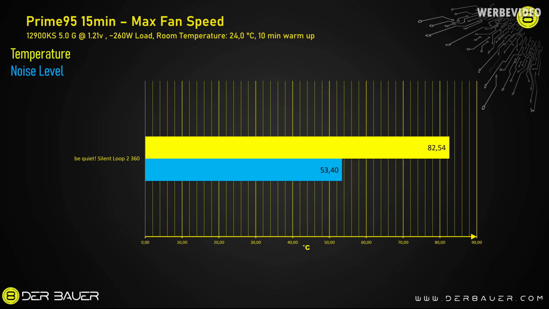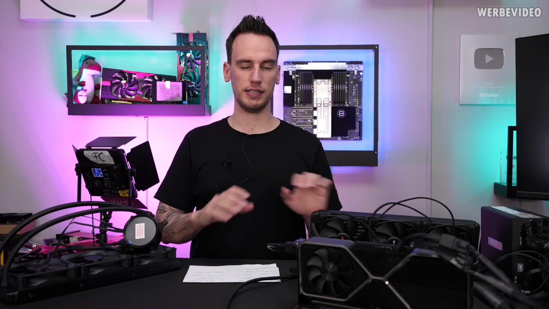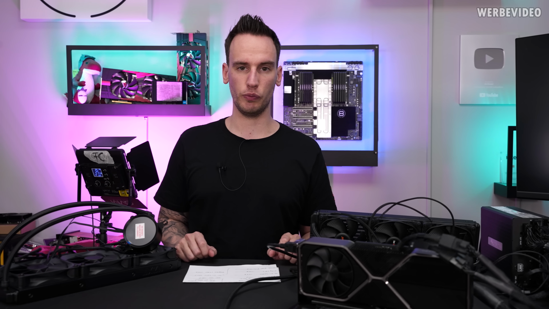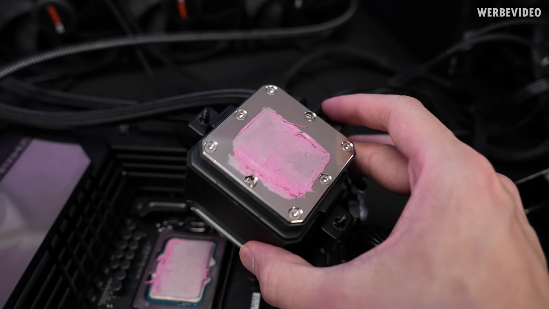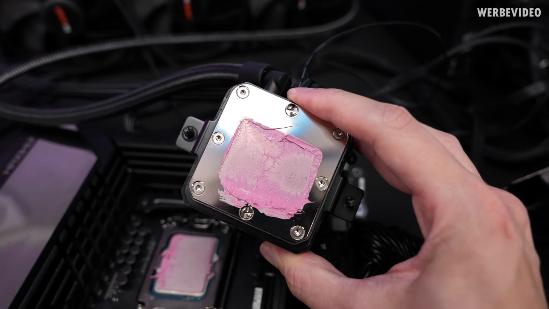It is a load of 260 watt continuously, and we had a noise level of 53.4 dBA and a temperature of 82.5 degrees Celsius. So that will be the baseline, and the second AIO we're going to look at will be the Kraken X73. By the way, this is the thermal paste imprint we have on the Silent Loop 2.